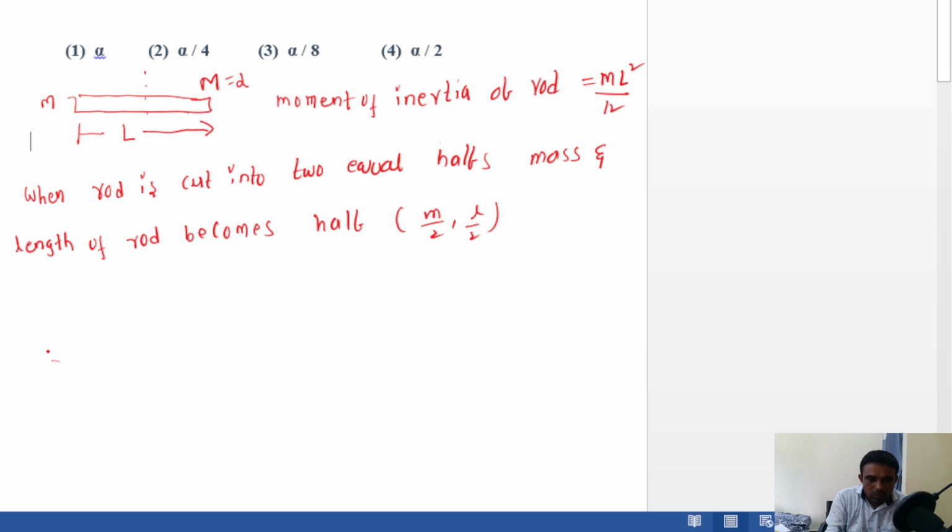So the rod is cut into two equal halves and arranged in the form of a cross shape. Here this one is one rod, this one is the other rod. Let us assume rod 1, rod 2. So here mass is m by 2, length is L by 2. Why? Because the total rod is cut into two equal half pieces. Here also mass is m by 2, length capital L by 2.